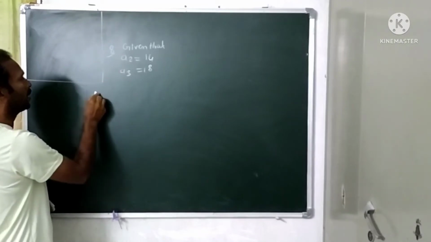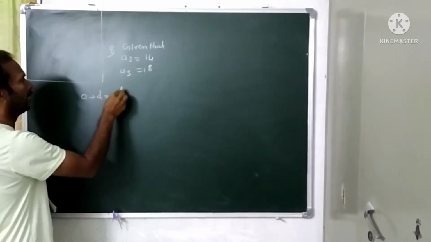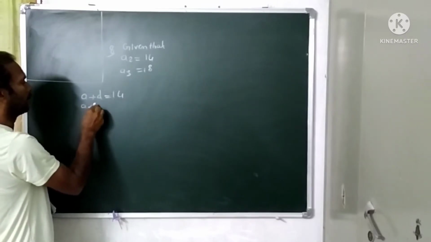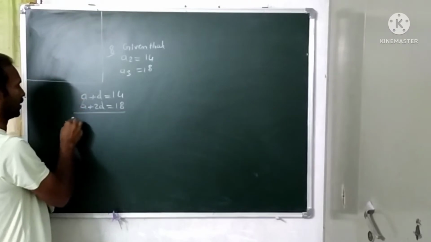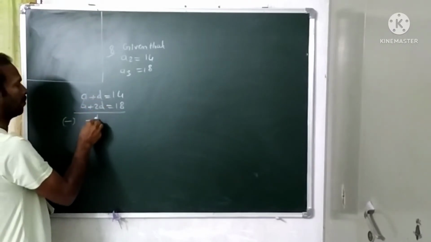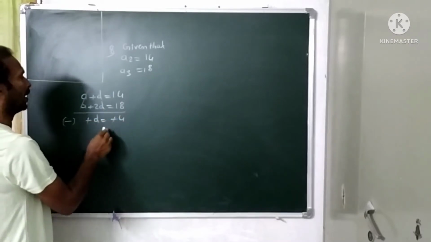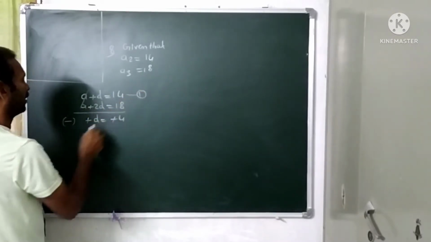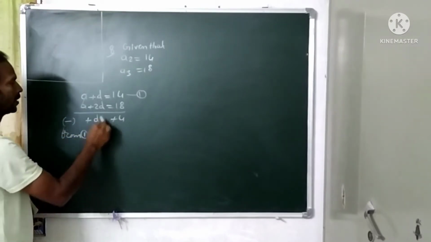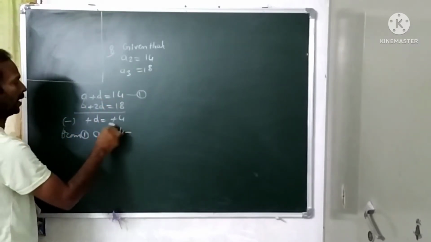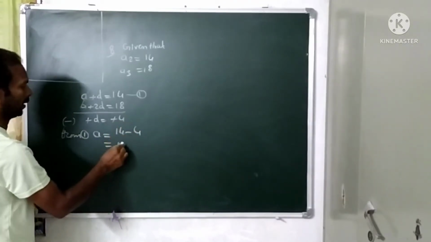So A2 means A plus D is equal to 14. A3 means A plus 2D is equal to 18. Subtract these two, A cancels. D minus 2D is minus D, 14 minus 18 is minus 4. After getting the D value, take this as equation 1. From 1, A equals 14 minus D, which is 14 minus 4, 10.